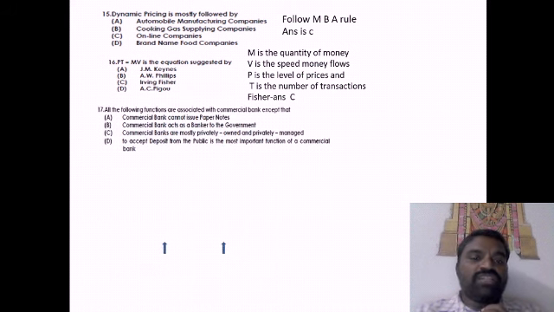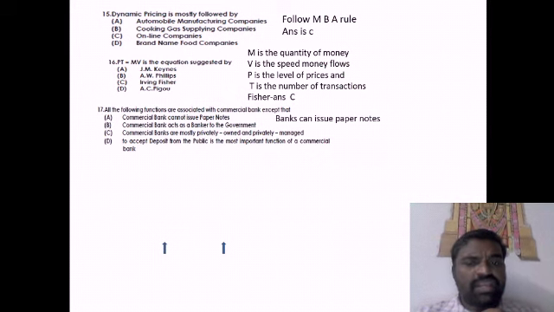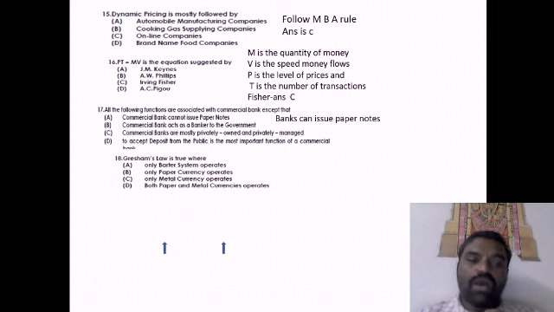All the following functions are associated with the commercial banks except, here, can the commercial banks issue paper notes? It cannot print the paper notes, but it can issue the paper notes. But here it is given that commercial banks cannot issue paper notes, so answer is A. See, all other functions commercial banks can do.